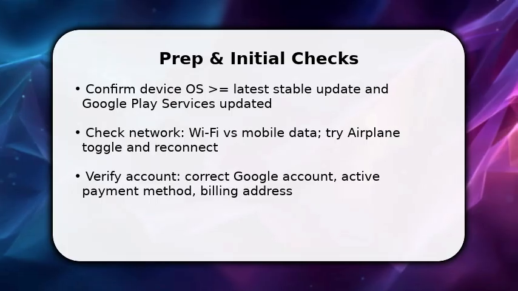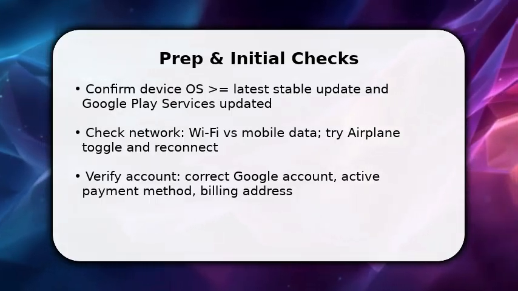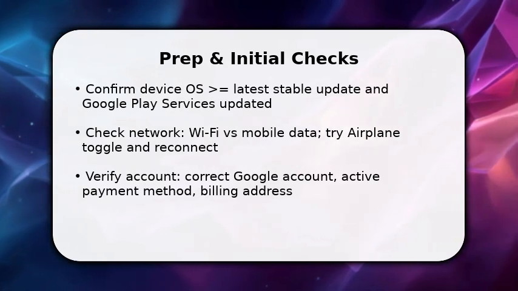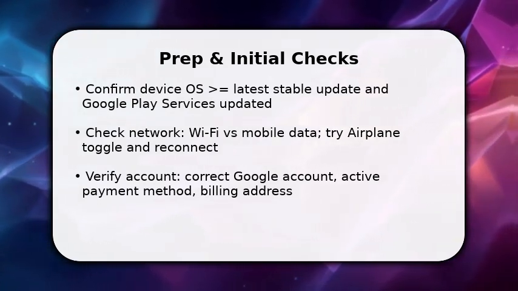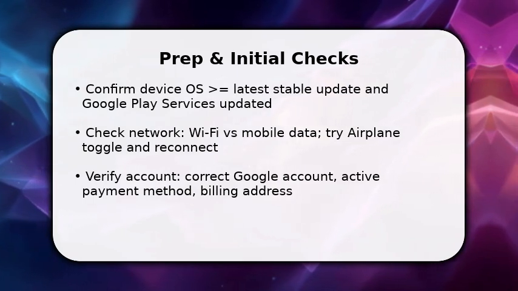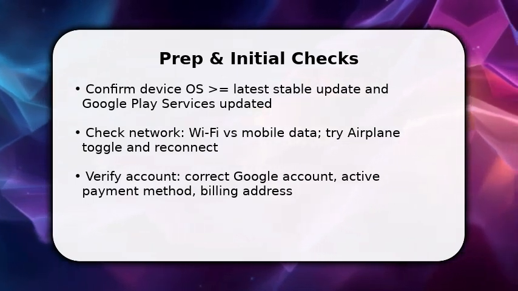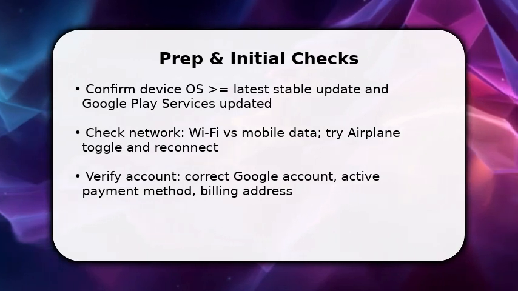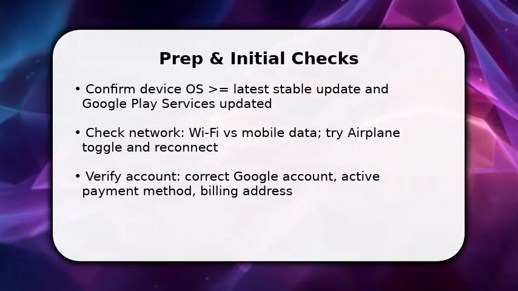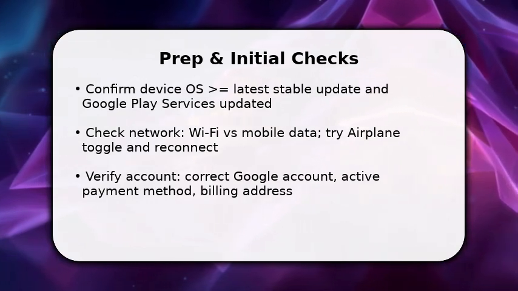You start by confirming prerequisites. Make sure your phone OS and Google Play services are updated, because outdated services often break token exchange. Once done, check network and toggle airplane mode to force a fresh connection, since intermittent Wi-Fi can fail two-step authorizations.